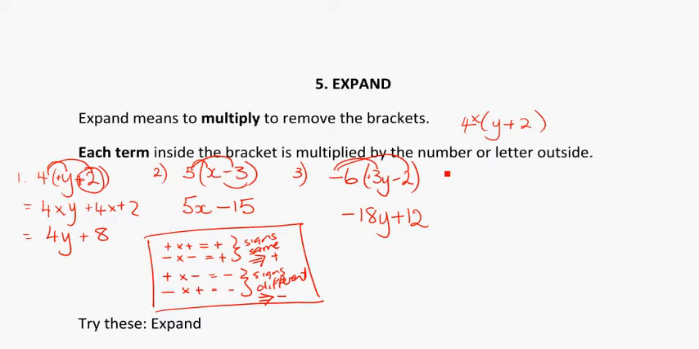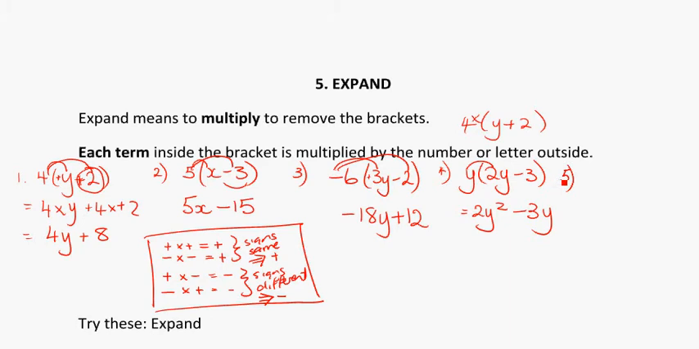Now what if there is a letter outside? y bracket 2y minus 3. Same rules, multiply the first terms together. y times 2y, as you know, is 2y squared. And then y times negative 3 is just negative 3y.